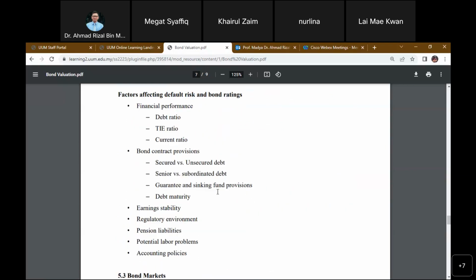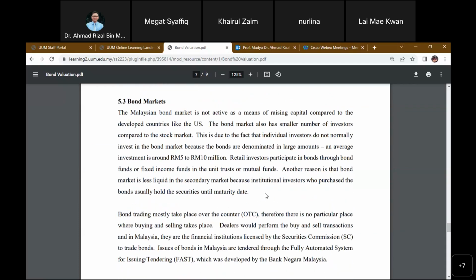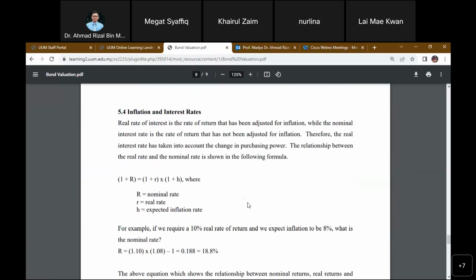Okay, these are among the factors that can affect the default risk as well as the bond rating. This one is used by the rating agency in order to rate the bonds. And this is the bond market in Malaysia.